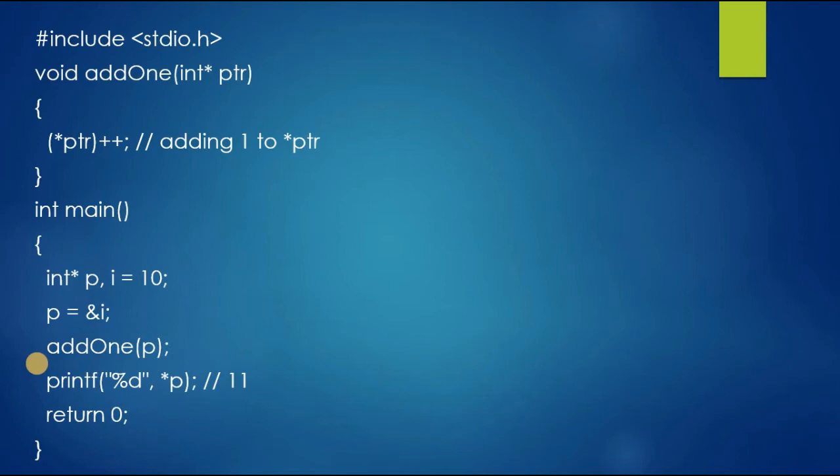When we execute this program, we will get an output like this. We will get the output as 11 because here we declared the pointer p = &i, which will hold the address of i, and when it goes inside the add1 function, it will get incremented because we used the increment operator there. So the value will be incremented by 1, and we got an output of 11 here.